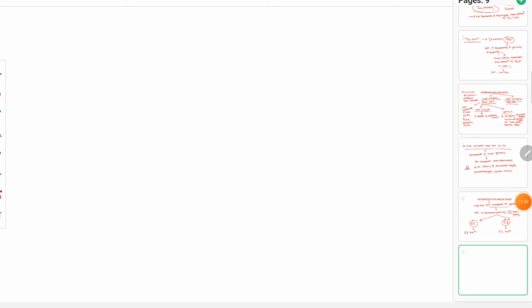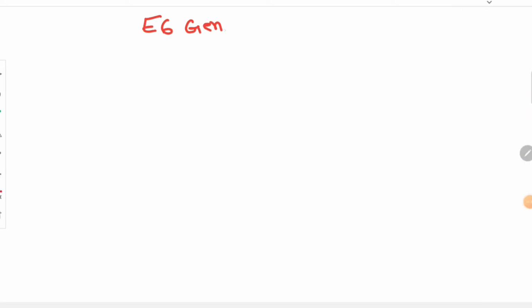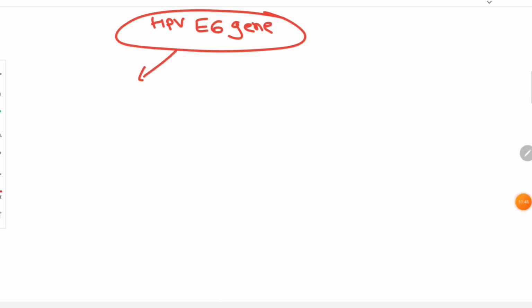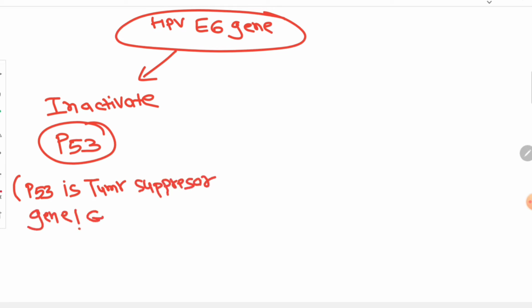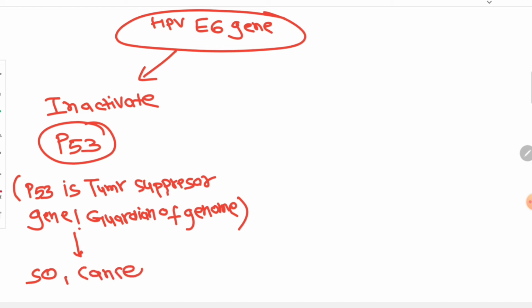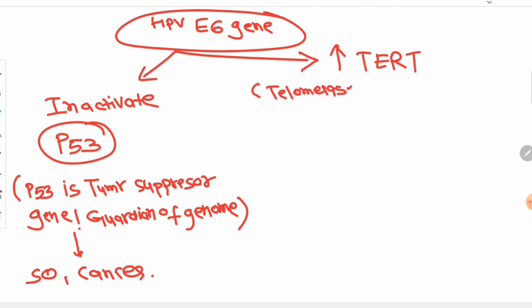First, let's understand how the HPV E6 gene causes cancer. One way is that it inactivates the P53 gene. P53 is the guardian of the genome and a tumor suppressor gene. We already know that P53 provides genomic stability to our gene structure, so if it is inactivated, cancer can develop in the body. The second function of the E6 gene is increased telomerase reverse transcriptase.